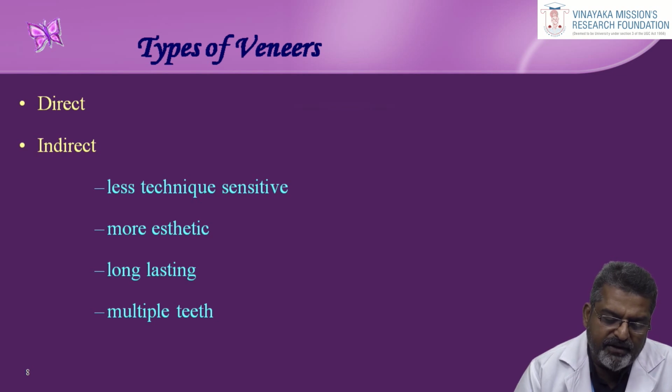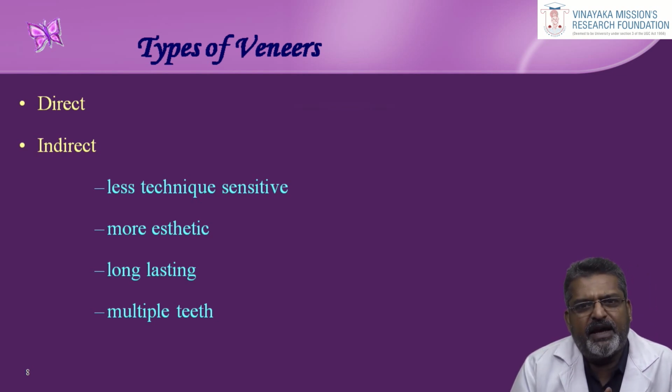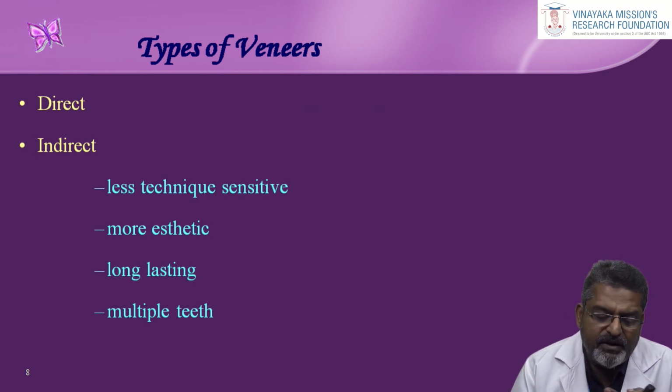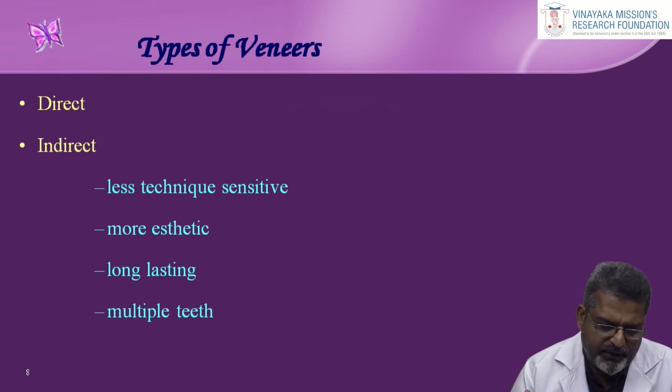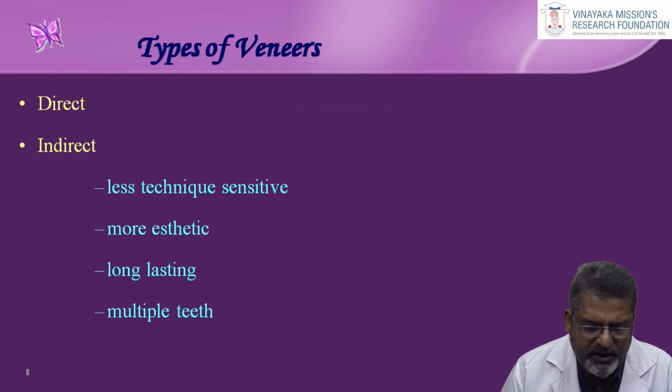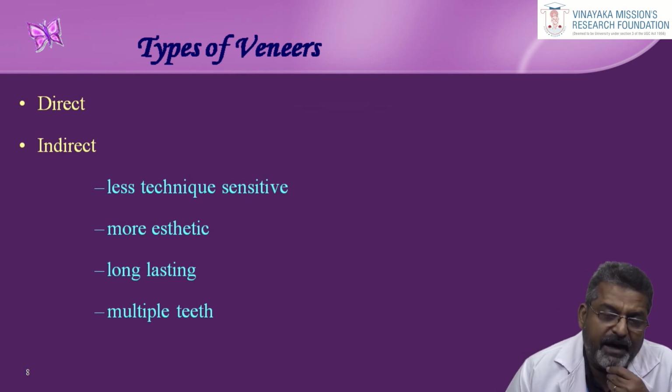And the third advantage is that it is long lasting. Indirect veneering can be done with composites or with porcelains. All of this is lab procedure, lab composite, and porcelains are much stronger materials which have more abrasion resistance and other advantages when compared to direct composite veneers. So the life expectancy of indirect veneering is much higher when compared to that of direct veneering.